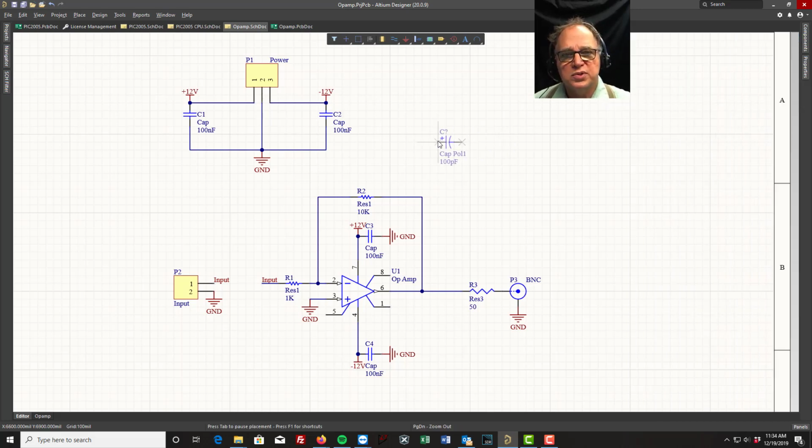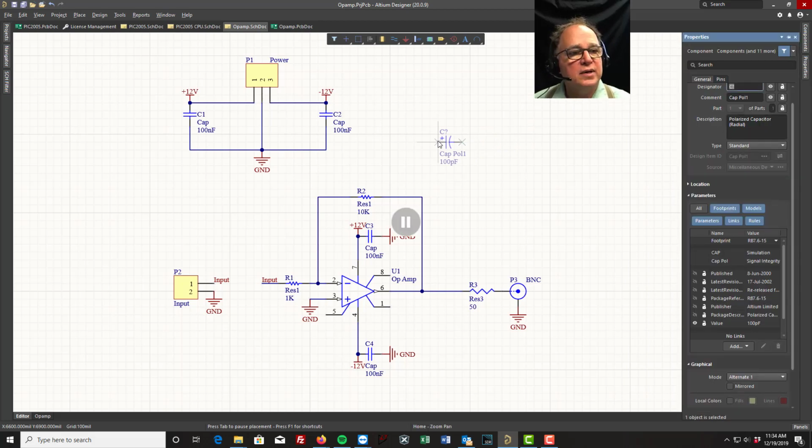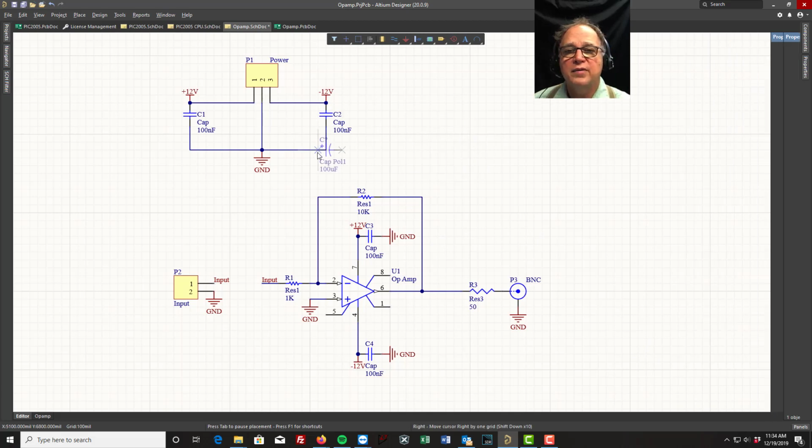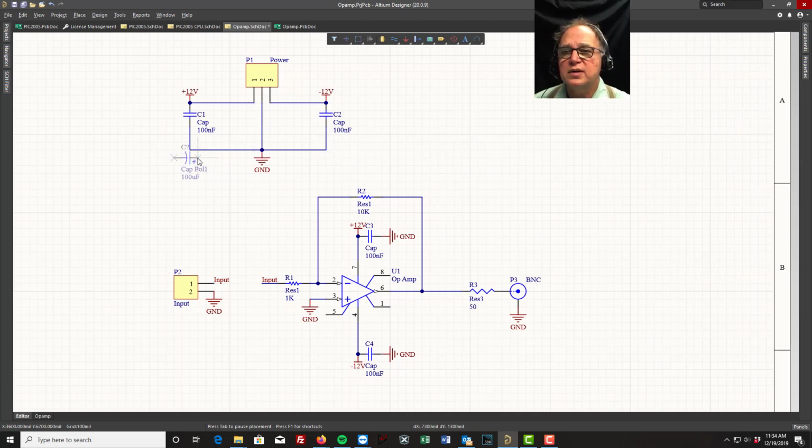You'll see the symbol slightly different. I'm going to hit tab again to save myself some work, and I'm going to put 100 microfarad. You see where I changed that value? Now I have 100 microfarad. So let's rotate this guy, and he can go right here.